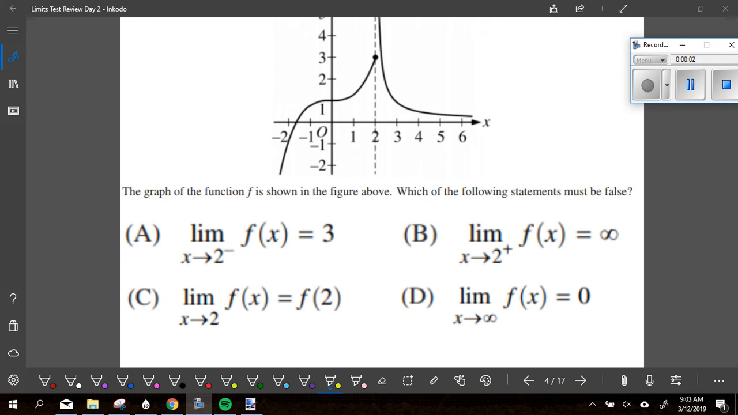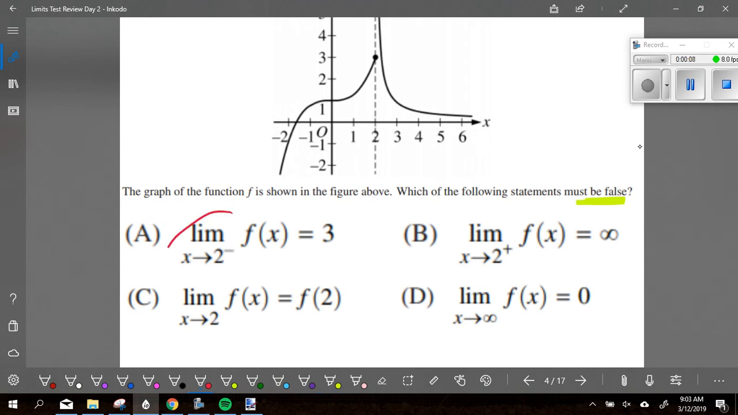The graph of the function f is shown. Which of the following statements must be true or must be false? So we're trying to figure out which one's false. Limit as x approaches 2 from the left. As I go to 2 from the left, am I getting closer and closer to 3? Yep. Limit as x approaches 2 from the right, I'm getting closer and closer to infinity.